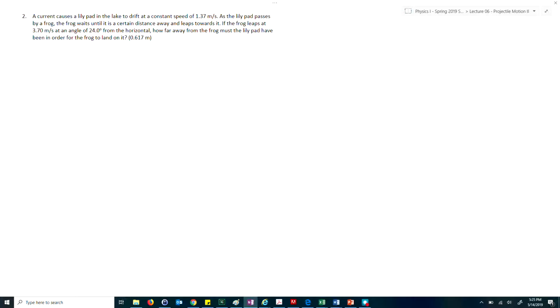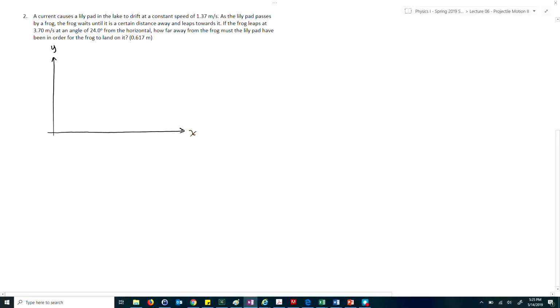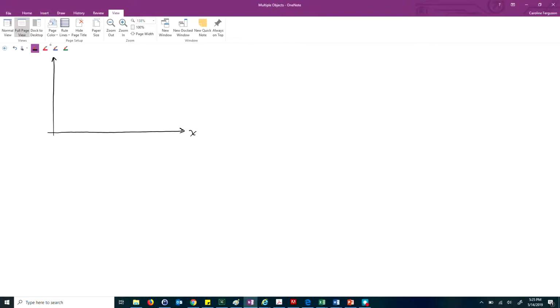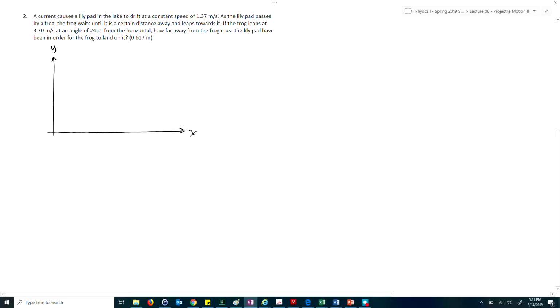So I'm going to draw an x and y axis here. So I have my vertical, my y-axis, and my horizontal x-axis. And I have two objects here. I have a lily pad and I have a frog. So the current causes the lily pad to drift at a constant speed of 1.37 meters per second. The lily pad passes by the frog and the frog waits until it's a certain distance away from it and then leaps towards it.